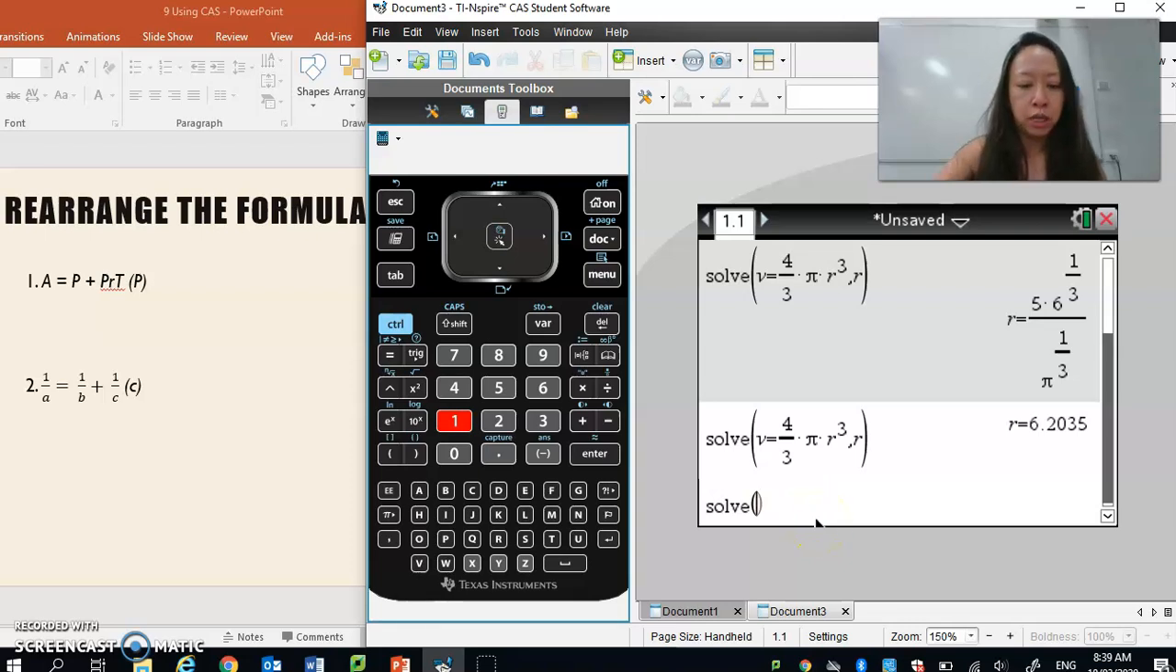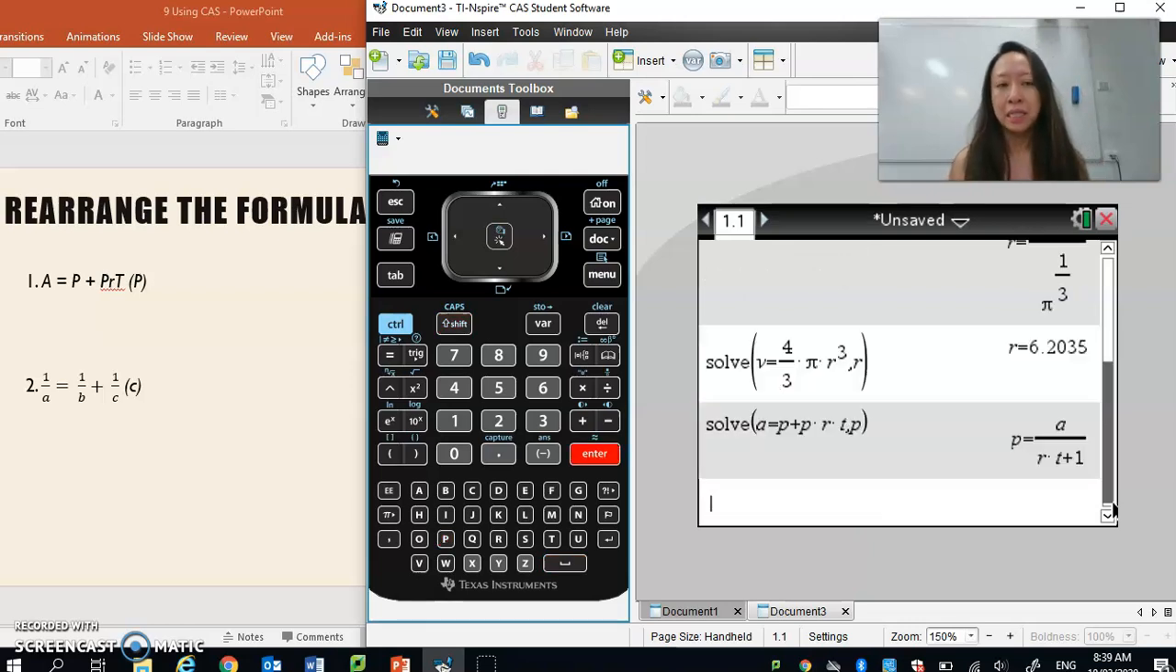So I will have to key in A equals P plus P times R times T. We have to be careful here and put the times in between the pronumerals, or a different answer will come out, because the calculator will take this whole thing as one thing instead of three pronumerals multiplied together. In order to make P the subject, we have to put comma and capital P. So this is how we can rearrange formulas using the CAS.